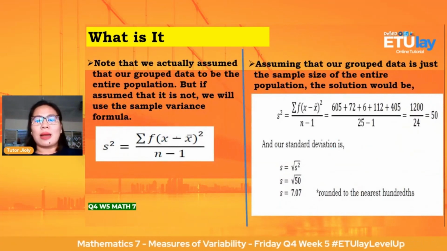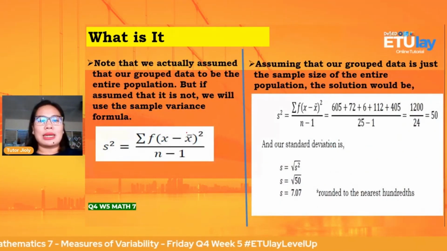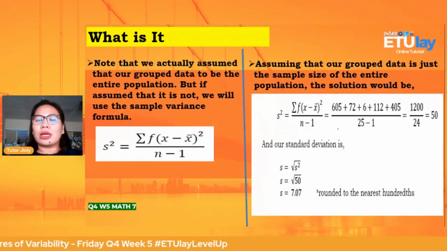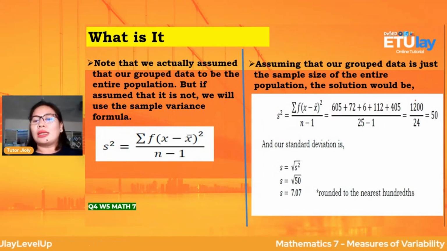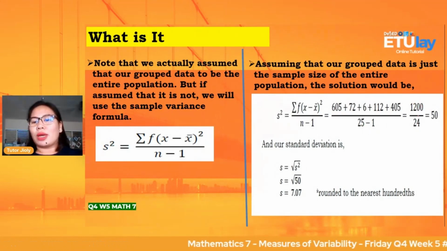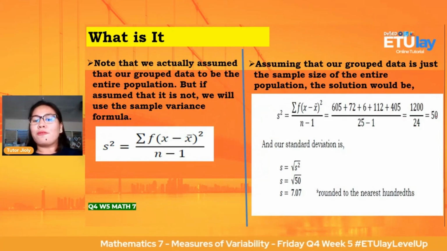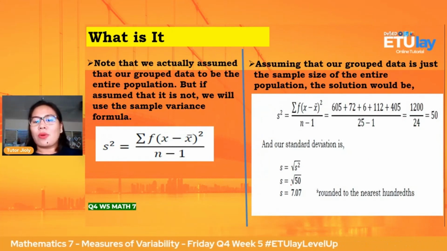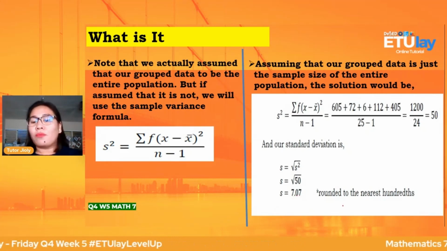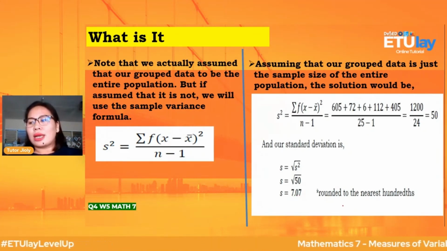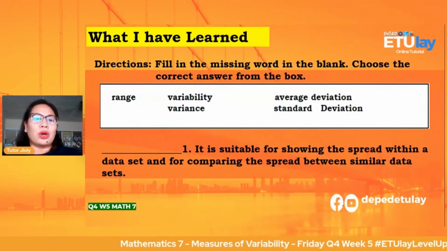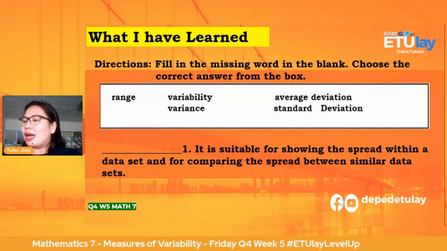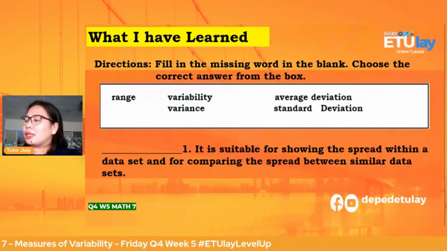Same with the sample. Ang sa sample lang natin, ang magkaiba lang, anak, 25 yung n natin, minus 1 lang, kaya 24. Then, i-divide nyo 1,200 divided by 24, that is 50. Then, get the square root of 50, that is 7.07. Then, i-round off lang natin ulit into nearest hundredths. Okay, so tapos na tayo sa discussion.